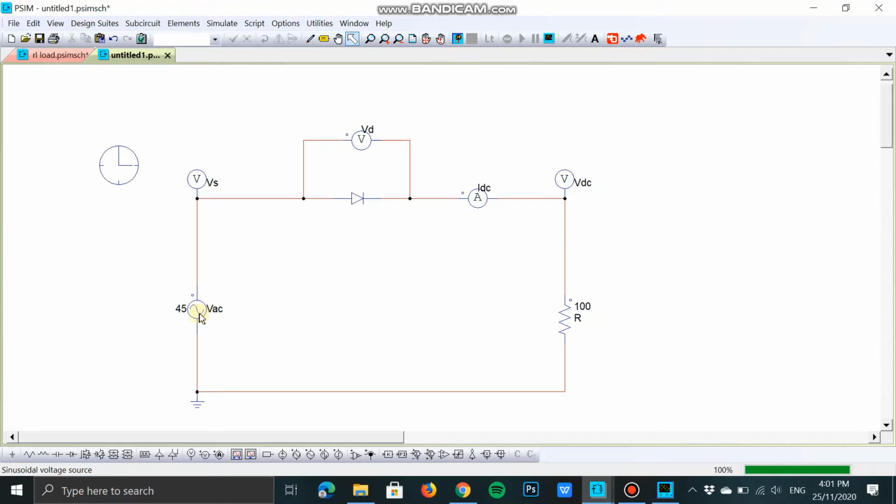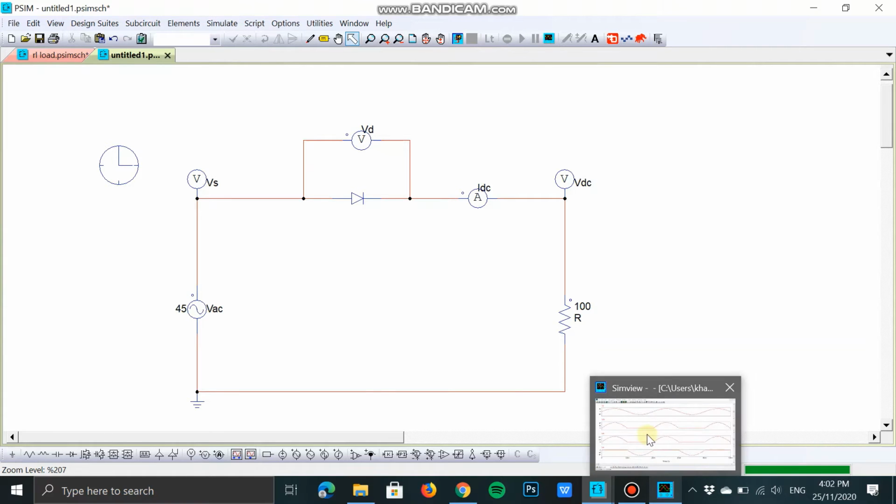For the first circuit, we have a single phase half wave uncontrolled rectifier with R load. For this circuit, we have VAC with 45 volt, VS, diode, VD, that is V diode, IDC, VDC, and R for 100 ohm.